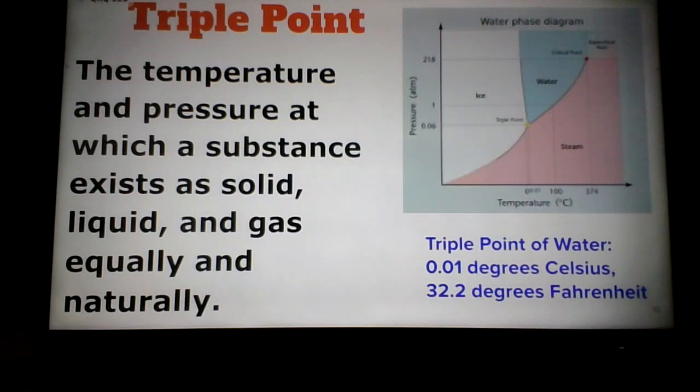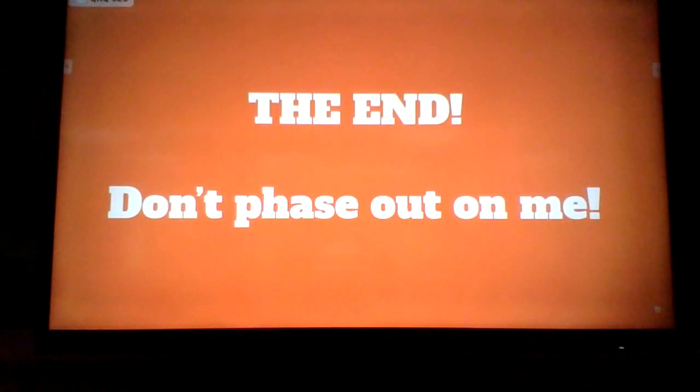without being forced to. And there you see again, triple point of water, 0.01 degrees Celsius, and 32.2 degrees Fahrenheit. And that is going to do it for the 6 phase changes. Don't phase on me. Thank you.